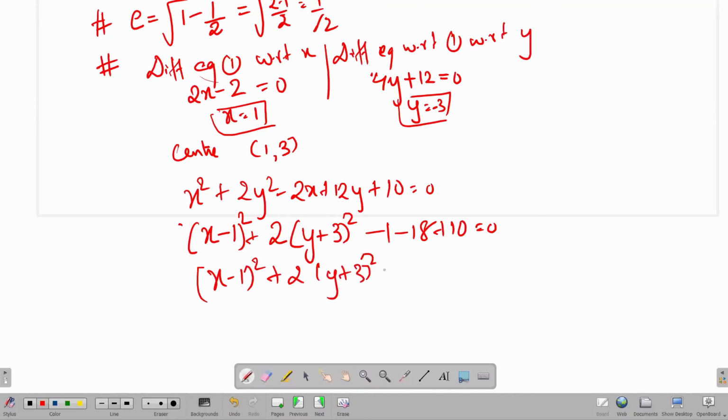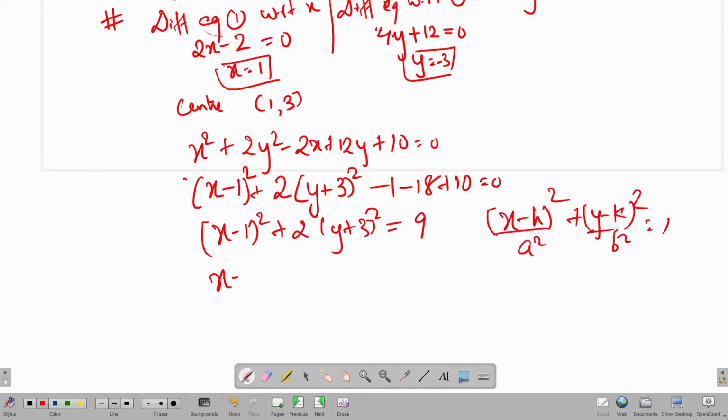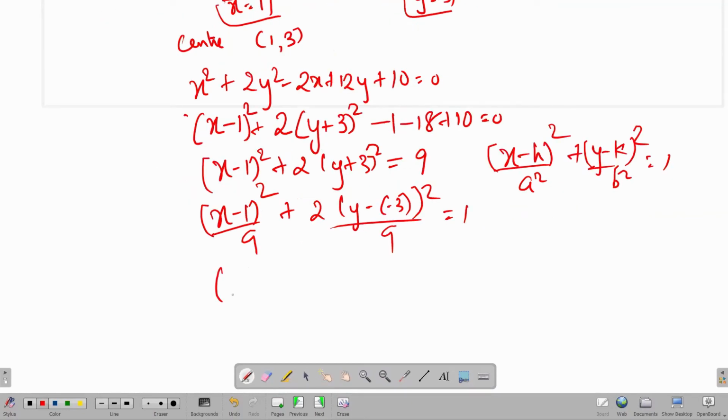So this is minus 9, and if I take this to the other side, now I have to reduce it into this form, that is x minus h whole square by a square plus y minus k whole square by b square equal to 1. So if I divide the left hand side by 9, this comes out to be x minus 1 whole square by 9 plus y minus of minus 3 whole square by 9 over 2 equal to 1. Further reducing it to standard form, I get this as my equation of ellipse.